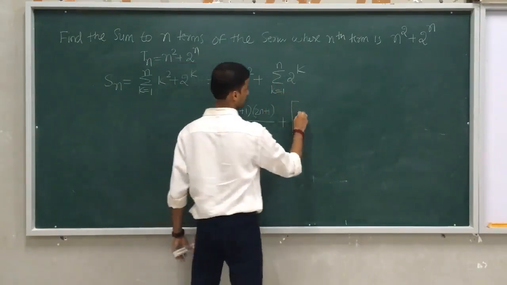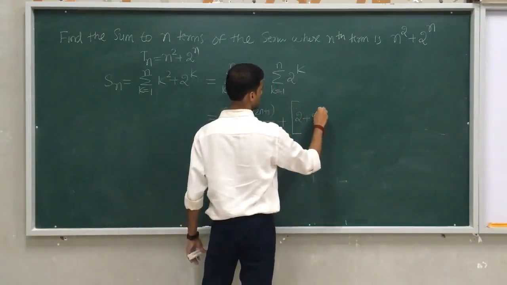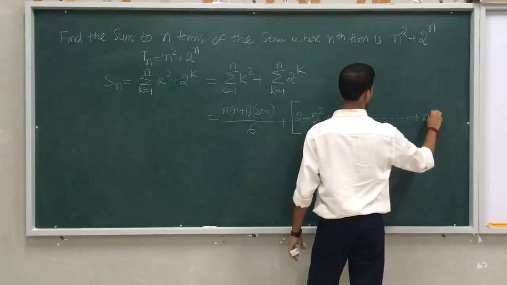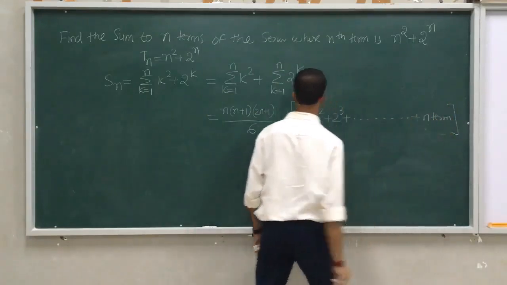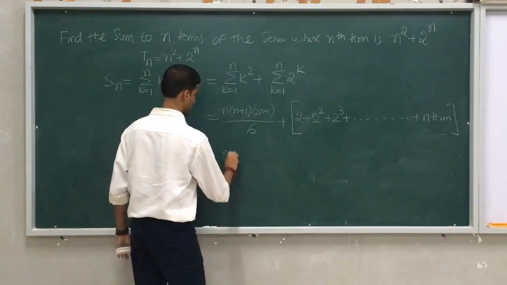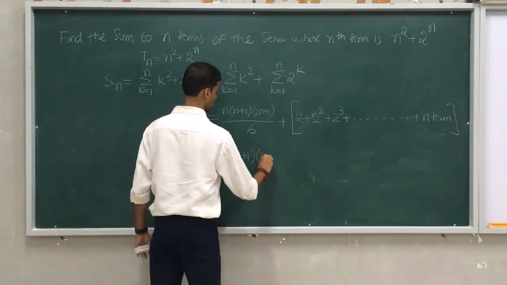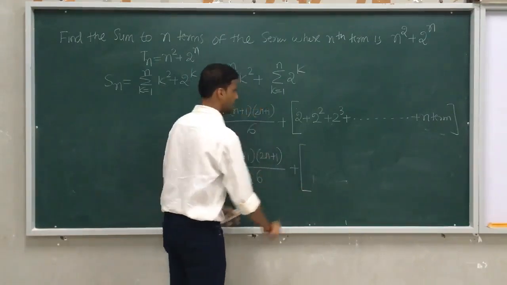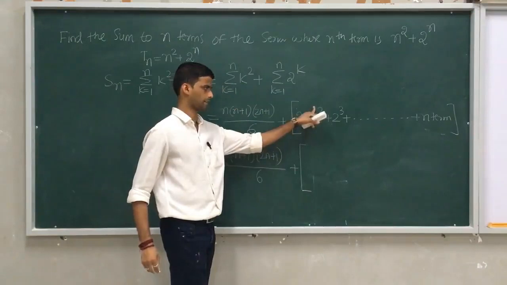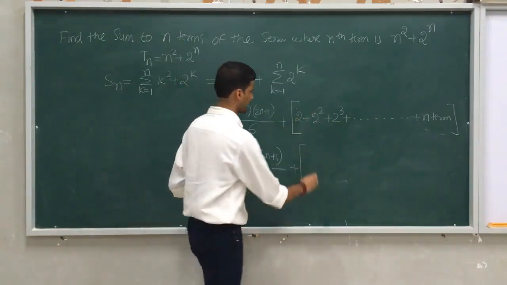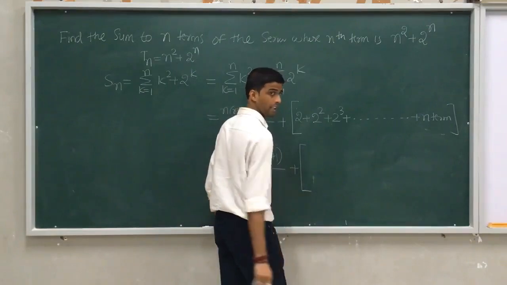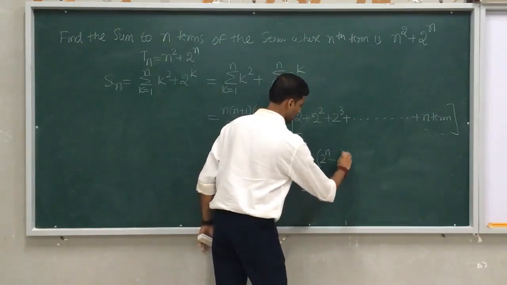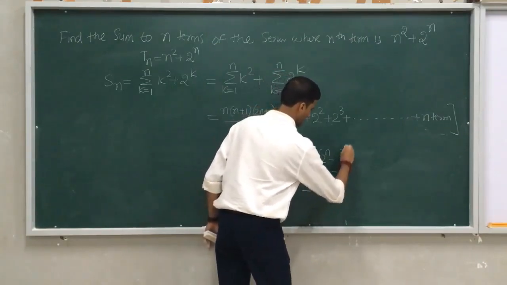If you put k equals 1, it is 2. Then 2 square, 2 cube, up to n terms. Yeah, it is 2 power n. Therefore, what I will do here is n into n plus 1 into 2n plus 1 by 6 plus, it is like a GP, a equals 2, r equals 2. So the sum to n terms of a GP you know: a into r power n minus 1 upon r minus 1.